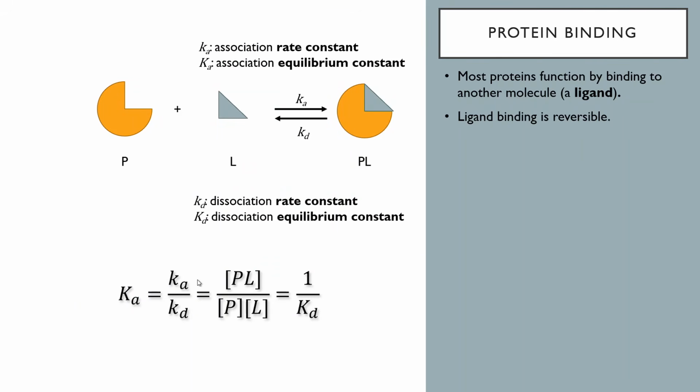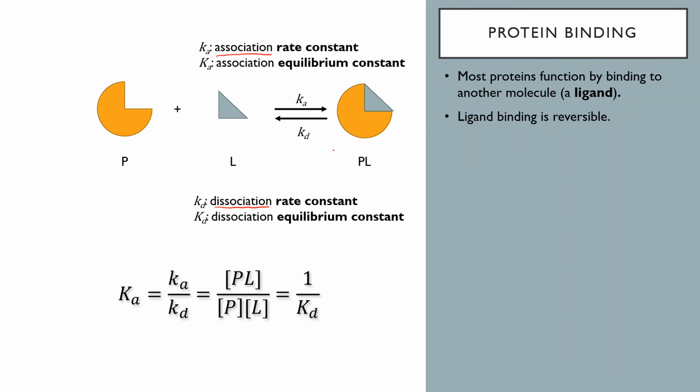But protein and ligand binding is kind of like any other chemical reaction. It is reversible, so even if the protein and the ligand bind each other very tightly, there's always going to be a reverse of that reaction where the ligand and the protein dissociate. When we talk about protein binding, protein and ligand coming together, that's often called association. And the separation of the protein and the ligand we call dissociation.